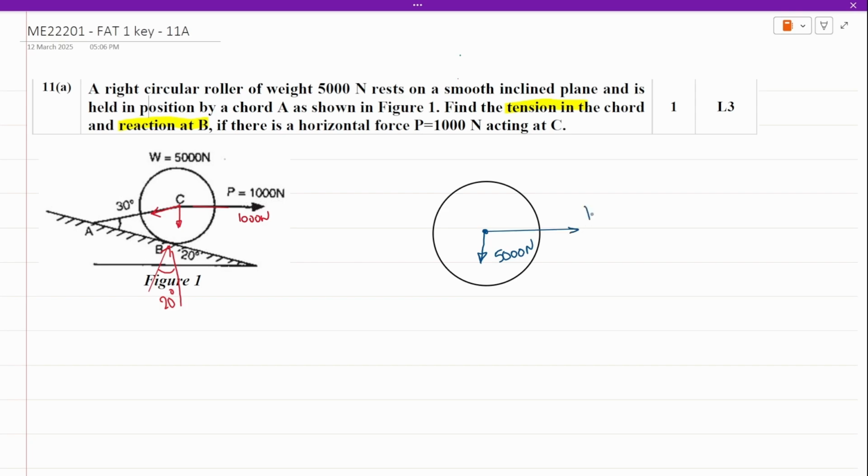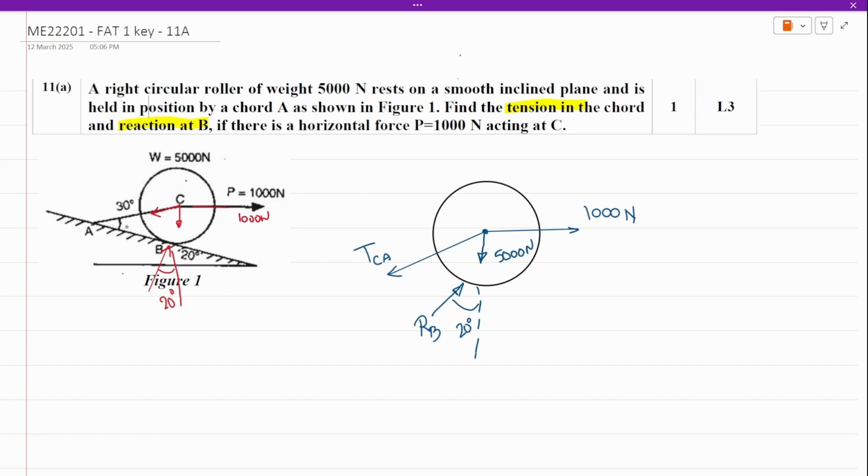You have a force acting horizontally, 1000 Newton, which is P. Then you also have a cord which is inclined like this. I don't know its value, so I will call it TCA. Next, you have a reaction support here, RB, acting at an angle of 20 degrees. It is 20 degrees with respect to the y-axis because it is perpendicular to the plane.